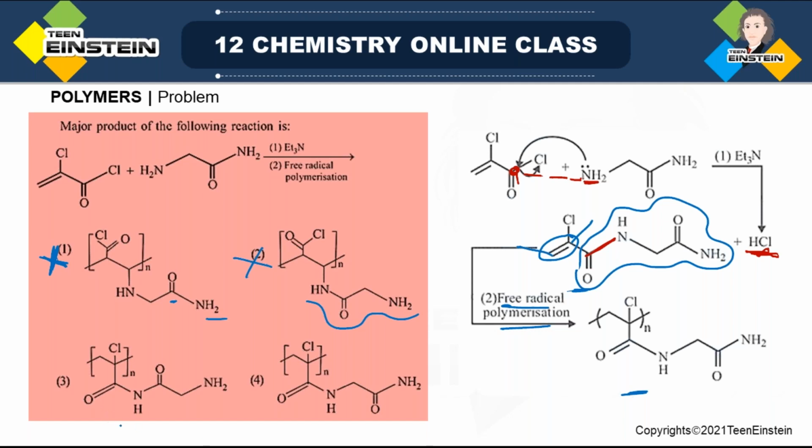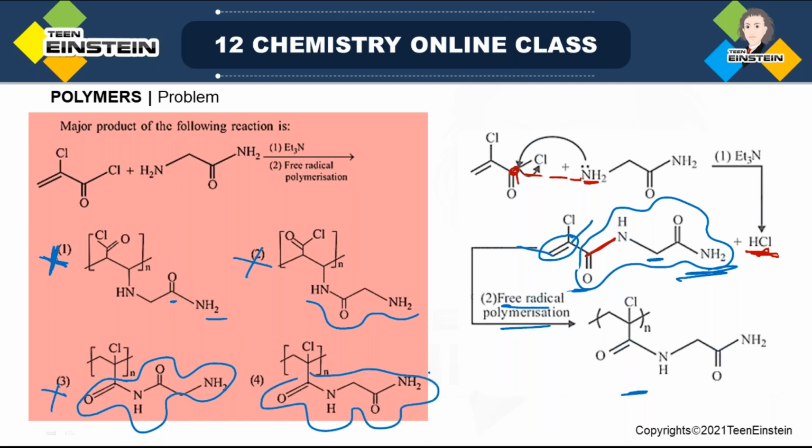Now if you look at option 3, what is the intact part? CONH, then NH again CO, then CH2NH2. But just look at the monomer which we have used. CONH, in between these two NHCO there is CH2, but that is not present here. So you are left with only option 4, where you have the same group which is intact.